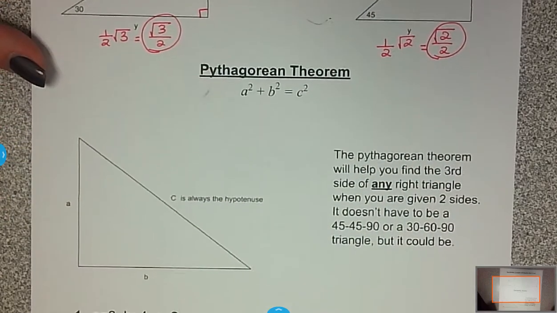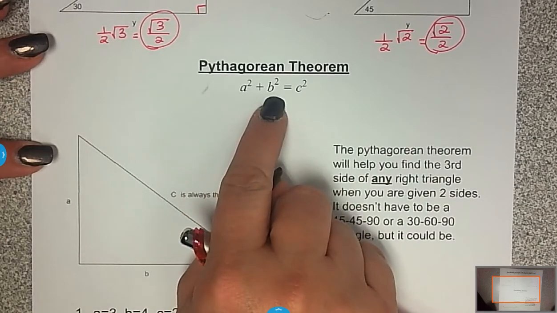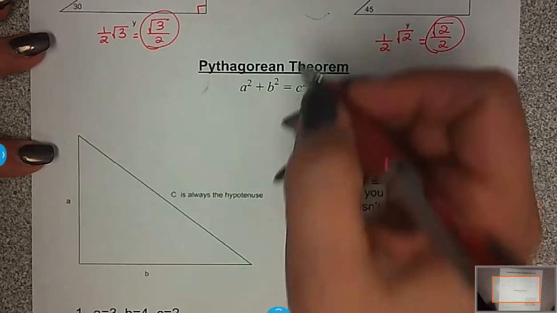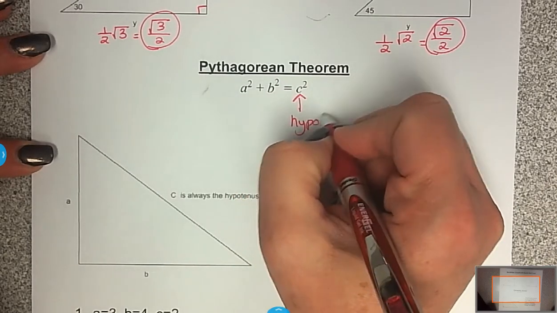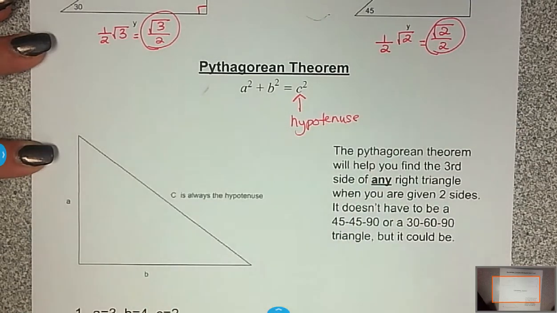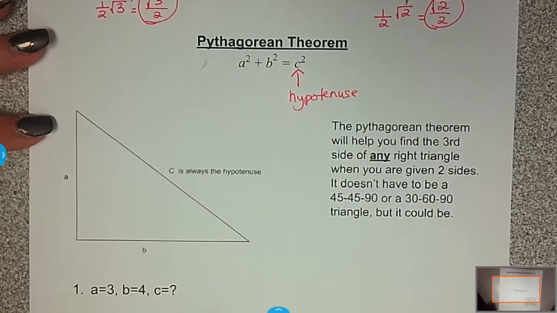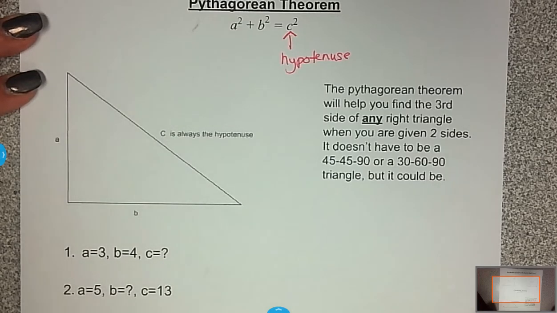All right, we've also got to deal a little bit with the Pythagorean theorem. Remember, it is a squared plus b squared equals c squared. Your hypotenuse always goes here. The two legs are A and B, and it doesn't matter which one goes where. Here's what we need the Pythagorean theorem for. It will help you find the third side of any right triangle when you are given two sides. It doesn't have to be one of the 45, 45, 90s or 30, 60, 90s, but it could be.